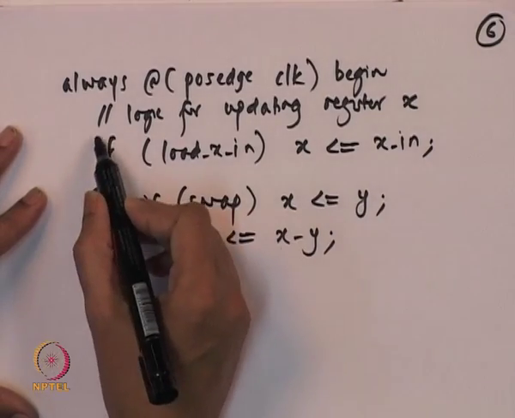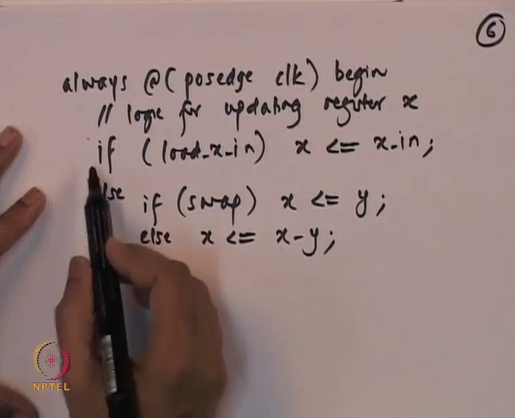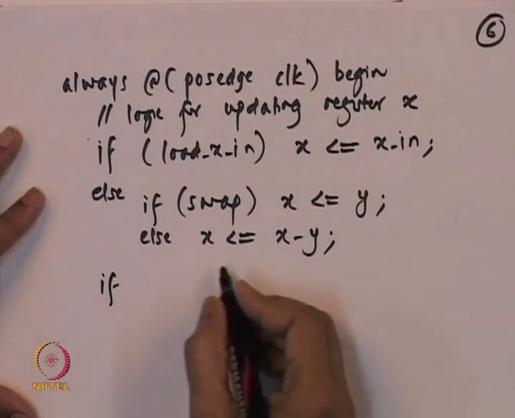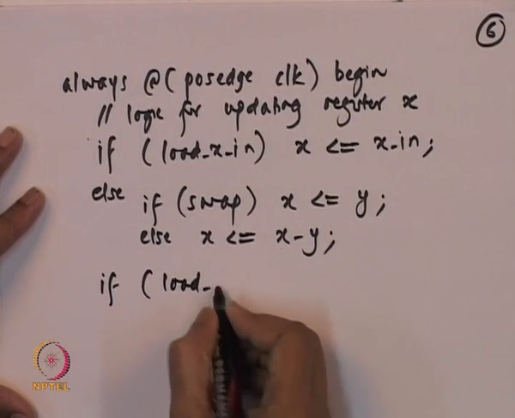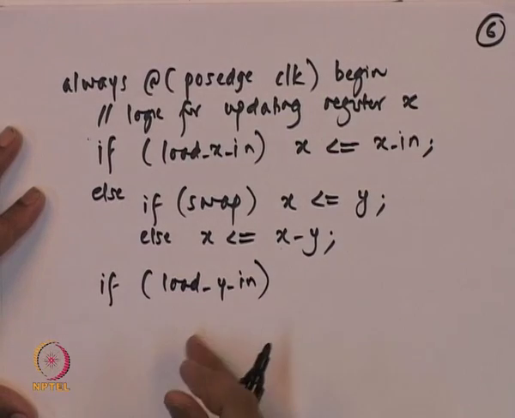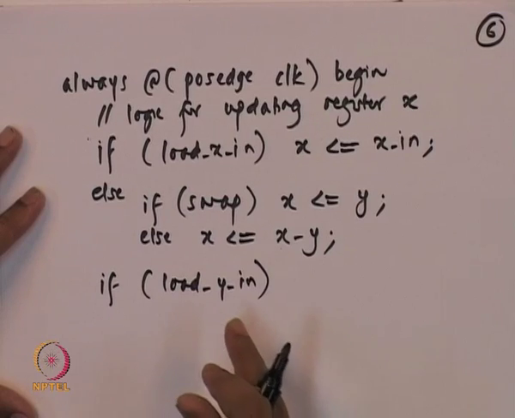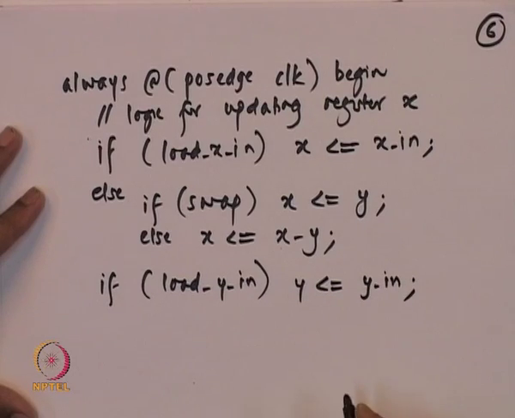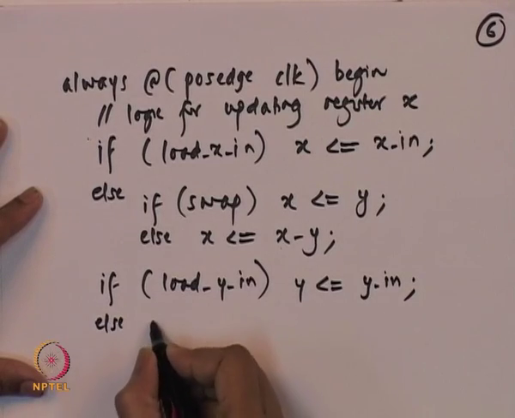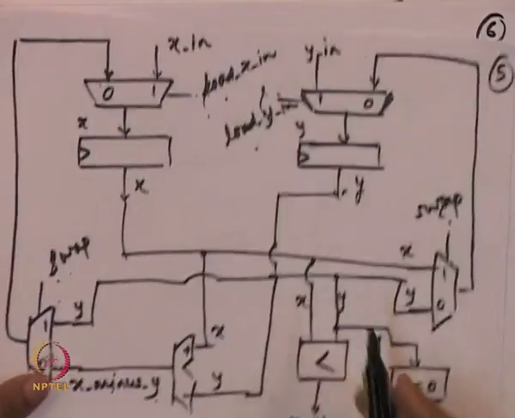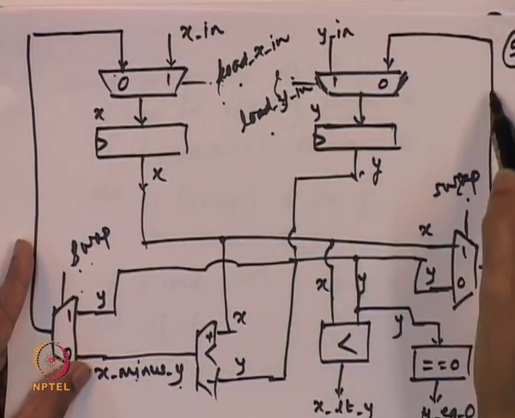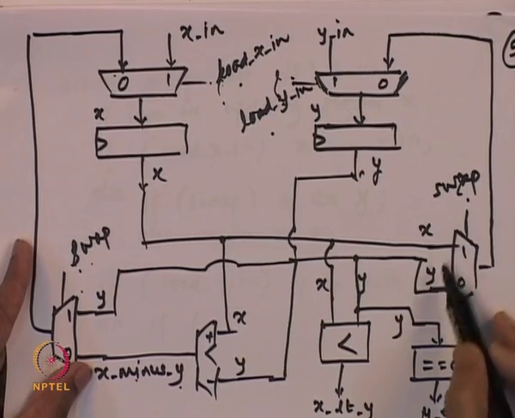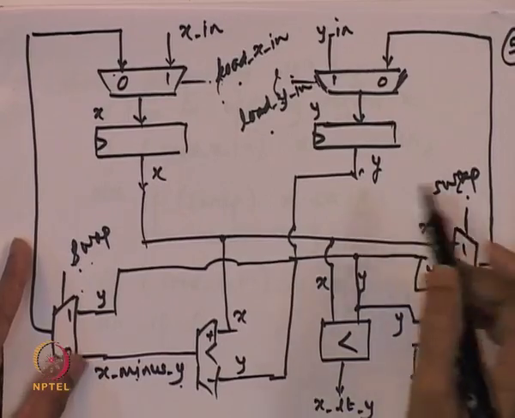So, this if else statement, which also has another nested if else, describes the way register x is updated. Similarly, the way register y is updated is almost the same. If load y in, which is the input to the multiplexer, is asserted, is equal to 1, then y is to be loaded with the fresh input from outside. Else, what is to be loaded in y? The other signal, which is again the result of this multiplexer, which is controlled by the control input swap. So, if swap is 1, then y is going to be loaded with x, else y is going to be loaded with y itself.